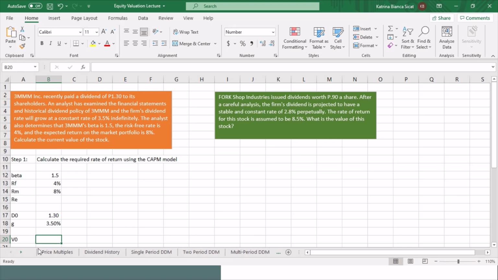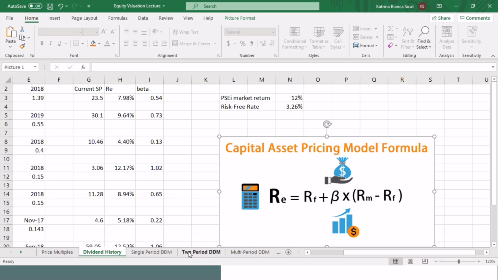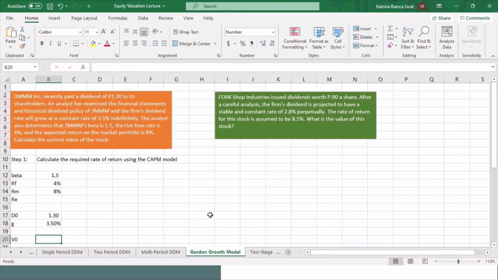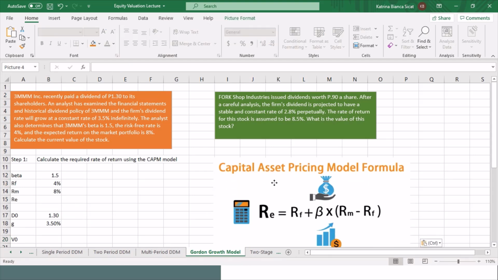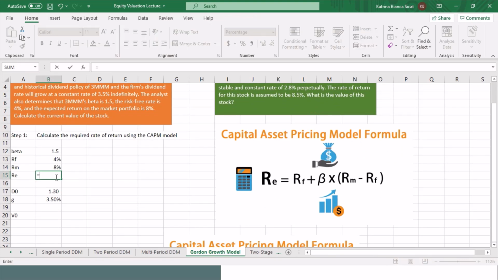So, sige. Para ma-review tayo, i-copy ko na lang tong ating formula so that pag nag-review kayo, pwede nyo tong balikan. Okay? I-paste ko na lang dito. Anyway, very simple lang naman yung formula. It's just your risk-free rate equals sign your risk-free rate plus, okay, beta is 1.5 multiplied by, so kailangan dalawa yung ating parenthesis dito. Okay? Kasi meron ka pang isang parenthesis dito. Market rate, which is 8% minus the risk-free rate, which is 4%.